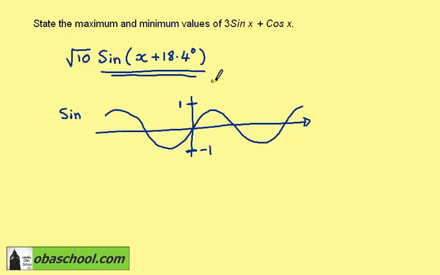X plus 18.4, remember, is a transformation of 18.4 degrees to the left. There's no movement up or down, and there's no stretching. So the maximum for this function is still 1, and the minimum is still -1. If we're then multiplying by root 10, it follows that the maximum value will be 1 times root 10, which is root 10, and the minimum value will be -1 times root 10, which is minus root 10.